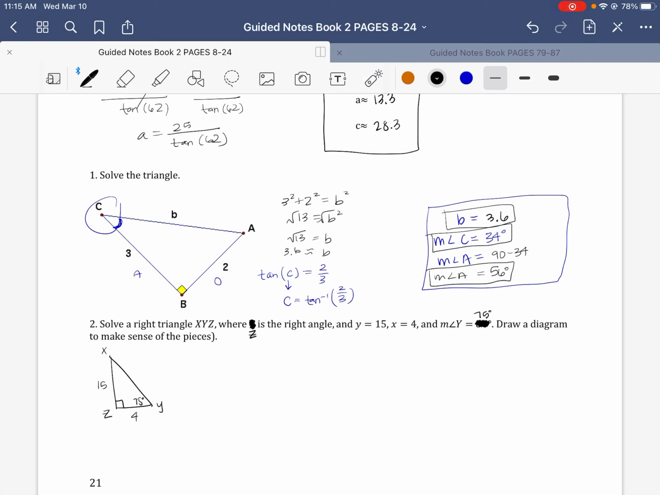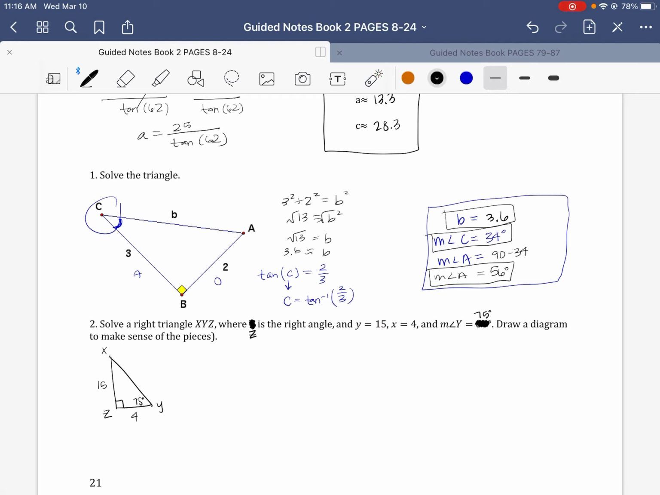So this one gave me quite a bit of information. But the big takeaway on this one is just how to draw the picture. So when it tells you what the right angle is, make sure that letter gets put there at the right angle. The other two, it doesn't matter where they go as long as you label it after that correctly. Little lowercase letters represent side lengths, and they're always opposite their capital letter angle.